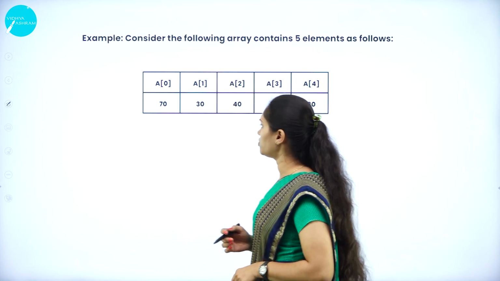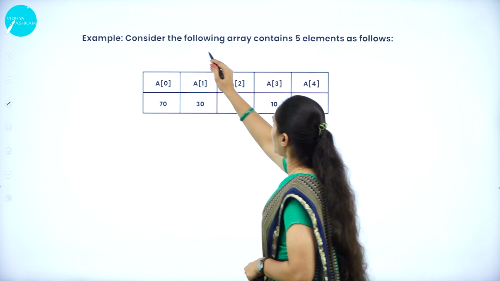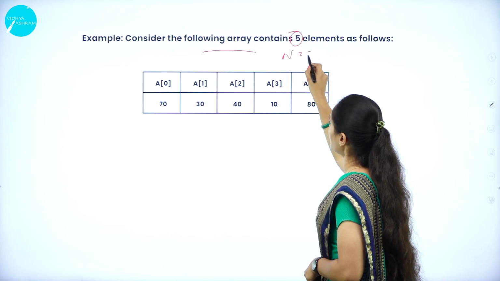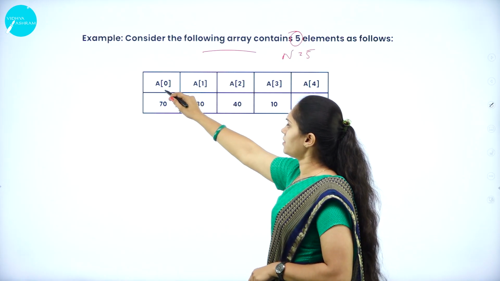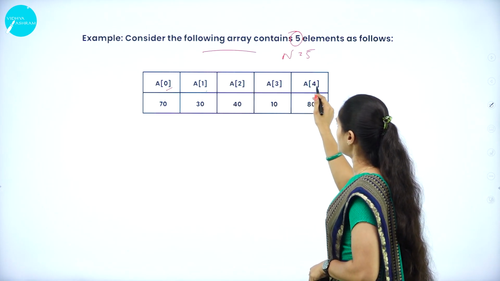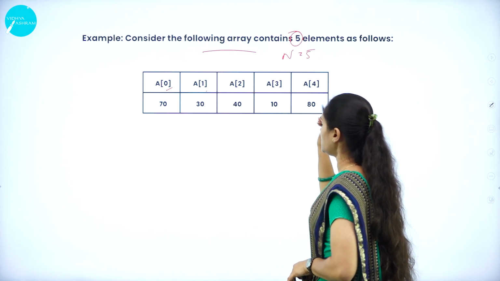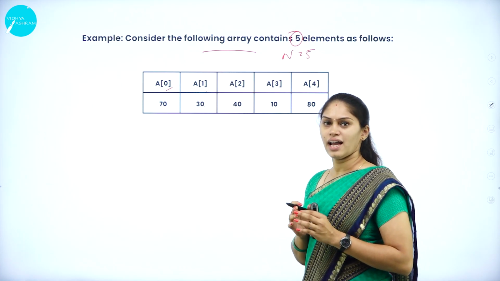So now let me show you with an example. Here, I have an array that contains 5 elements. The number of elements is 5 here and it starts from A of 0, A of 1, A of 2, A of 3 and A of 4. And I have the elements 70, 30, 40, 10 and 80. So these are the elements.